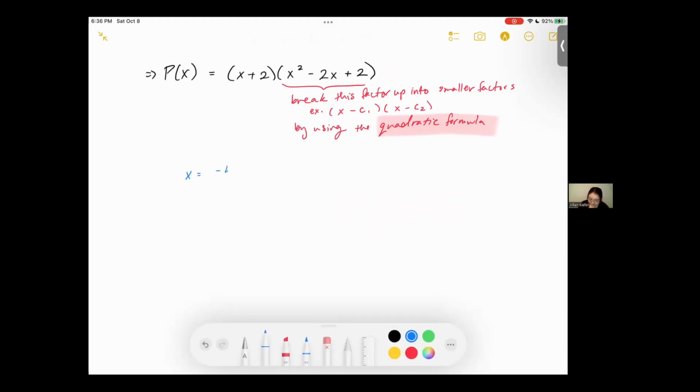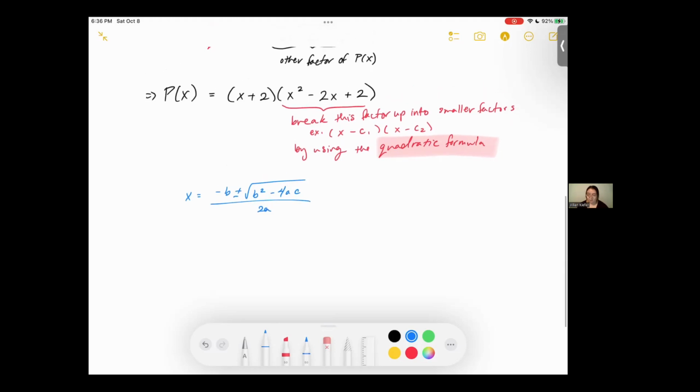is x is equal to negative b plus or minus the square root of b squared minus 4ac, all divided by 2a. That is the quadratic formula. So we use these a, b, and c values from our given quadratic function. So in our case, we've got ax squared minus bx plus c.